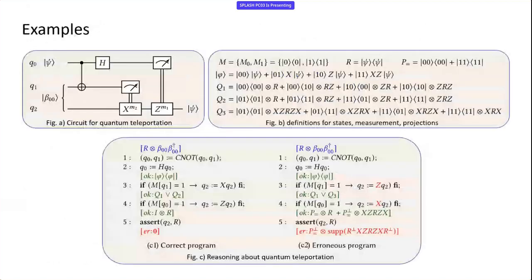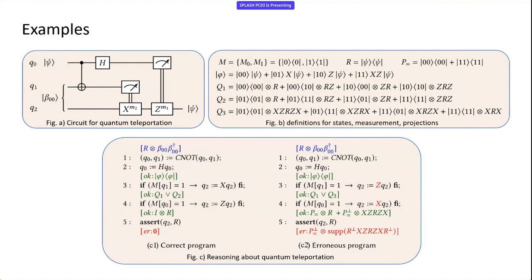Okay. So now I want to end my presentation with an example, the quantum teleportation I have mentioned before. Here we have two programs. The left side program is a correct program. We start from the precondition, which is psi tensor product the Bell state, and then by applying our rules one by one, we will get an empty post condition for the error case.